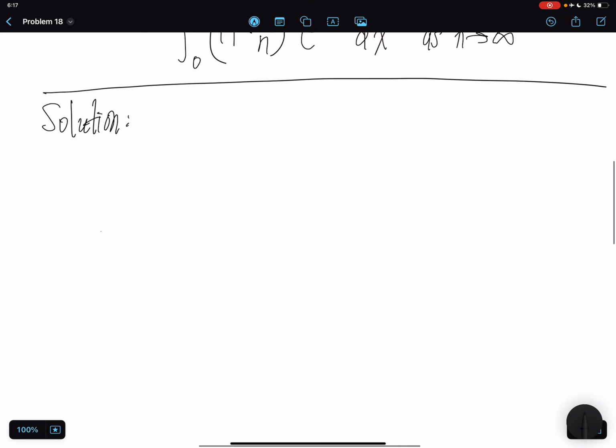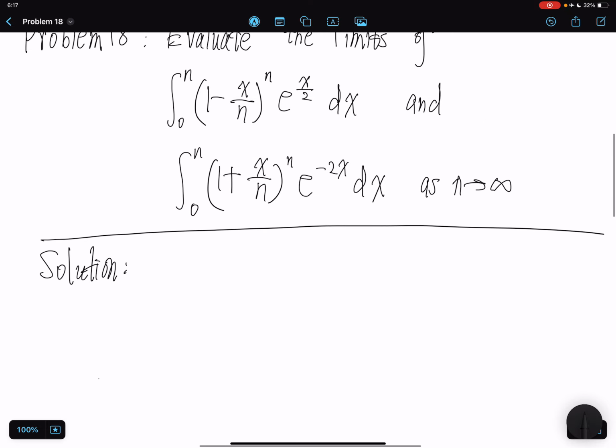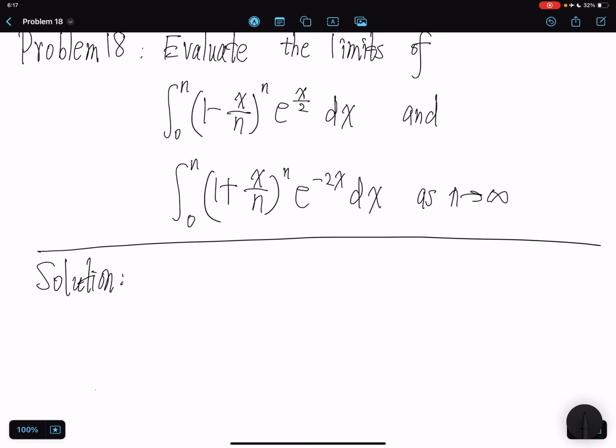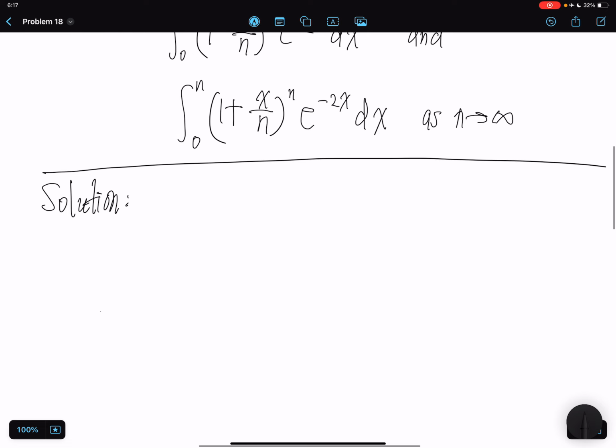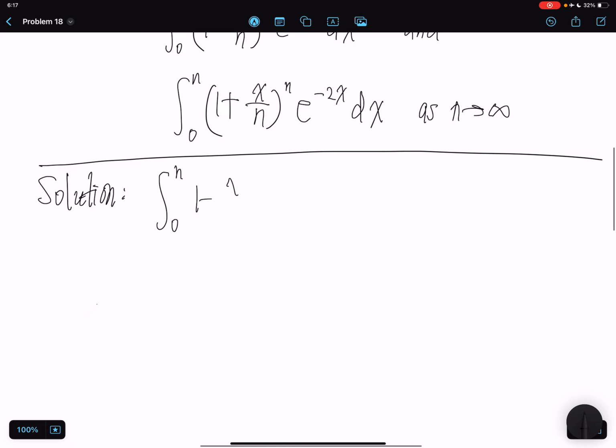So first, we notice that n goes to infinity, the upper limit of the integral is n, and inside the function, both are related to n. So we want to first simplify this. For the first integral, it can be written in this form, (1 - x/n)^n e^(x/2) dx.